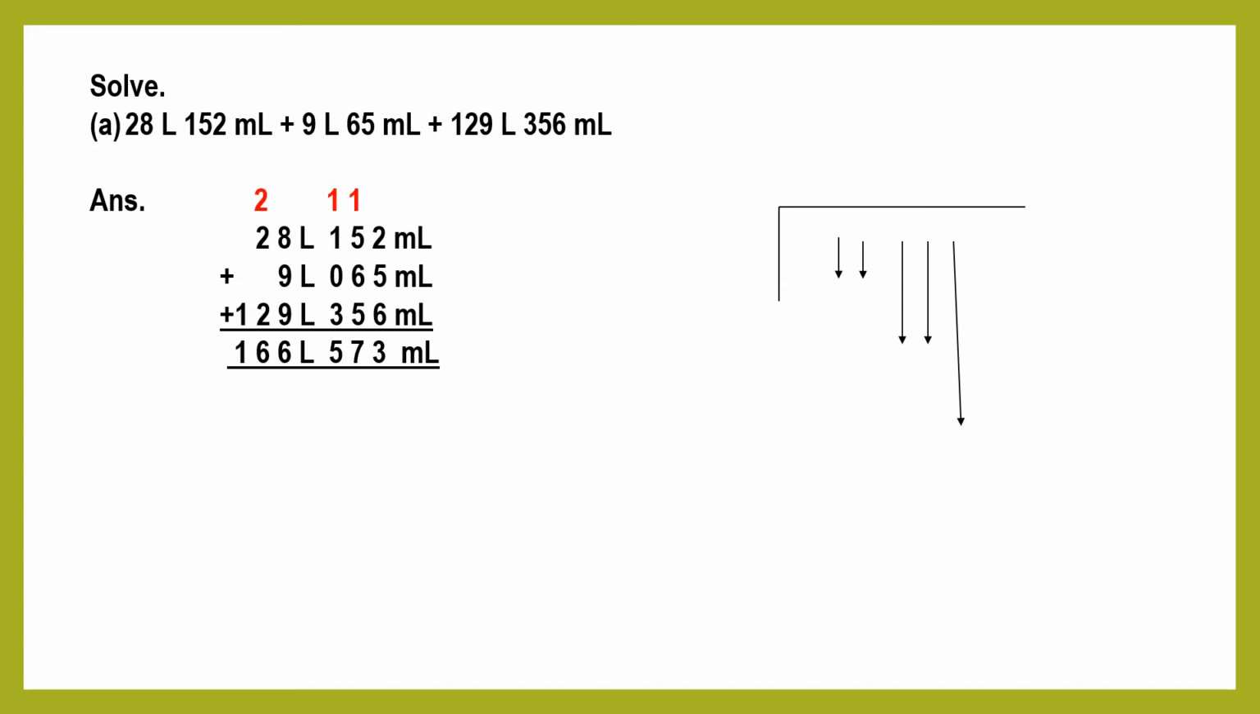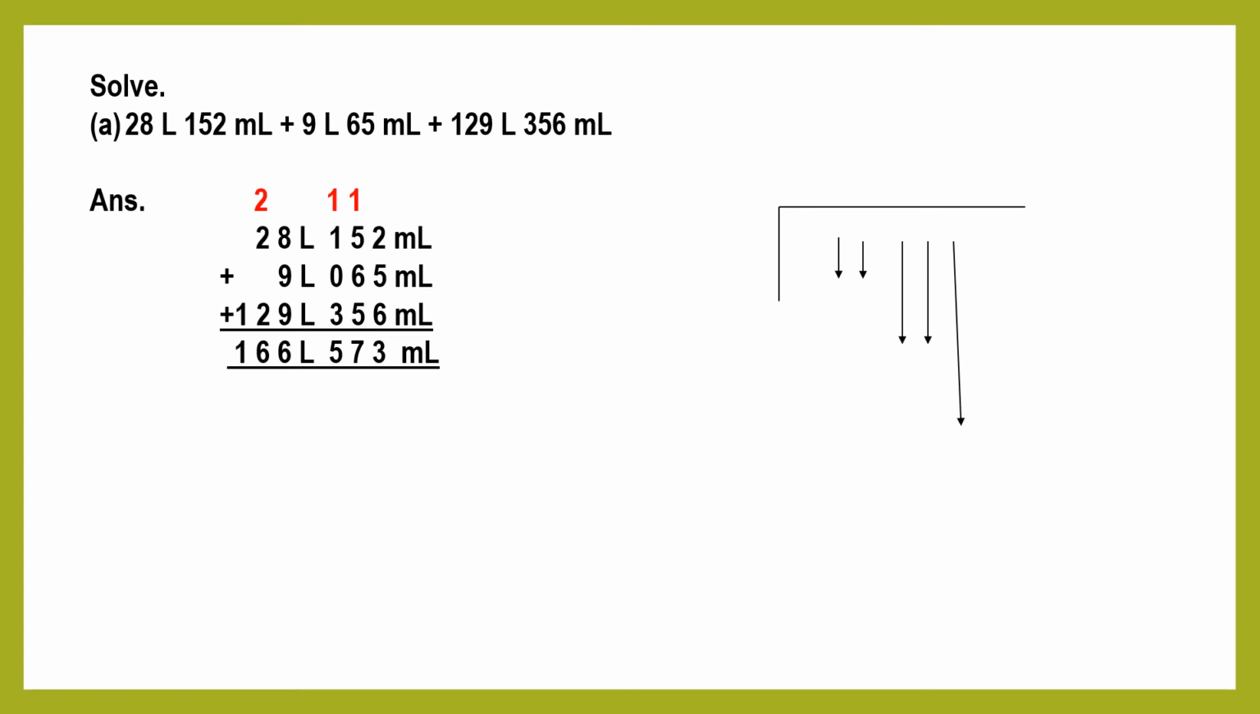Now 2 plus 5 is 7, 7 plus 6 is 13. Now 3 you will write in the answer part and 1 as carry, and 1 plus 5 is 6, 6 plus 6 is 12, and 12 plus 5 is 17. Now 7 you will write in the answer part and 1 as carry. Now 1 plus 1 is 2 and 2 plus 3 is 5. So milliliter part what you will get? 573 milliliter. Then liter part.